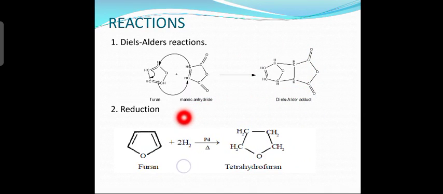Another reaction or chemical property is reduction. What do you mean by reduction? Hydrogenation in the presence of palladium. So when hydrogen gas passes through furan over heated palladium, you get what? Tetrahydrofuran. How do you get tetrahydrofuran? So this double bond once again here undergoes cleavage, single bond is formed and hydrogen adds up forming CH2. All the 4 corners you have CH2, CH2, CH2, CH2. That is nothing but tetrahydrofuran.